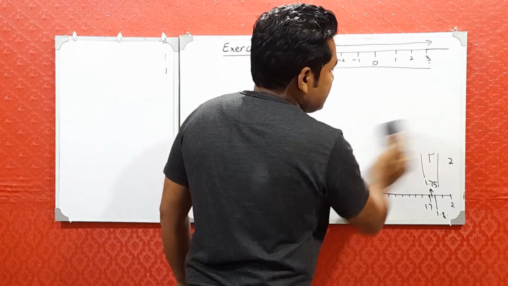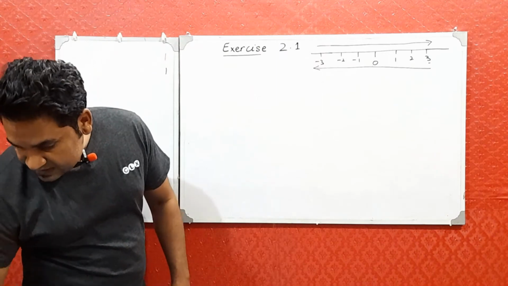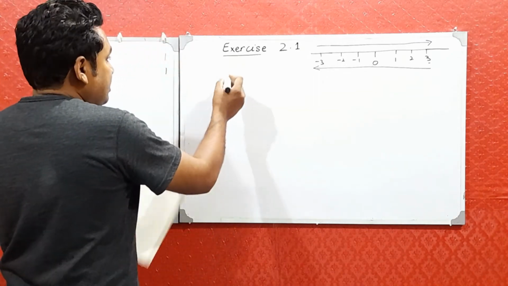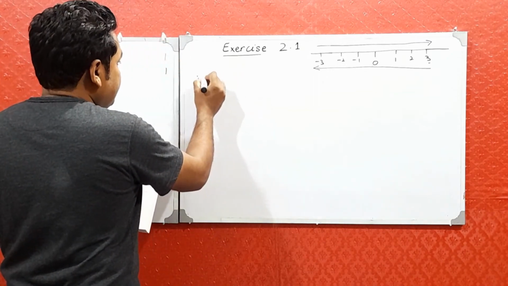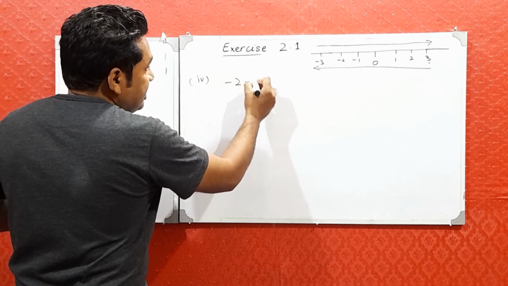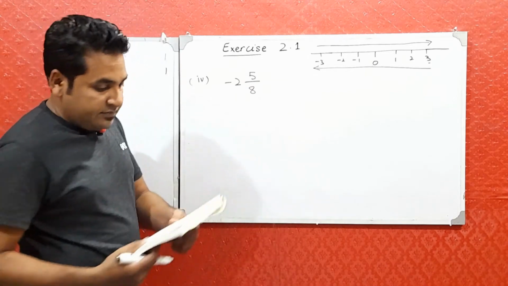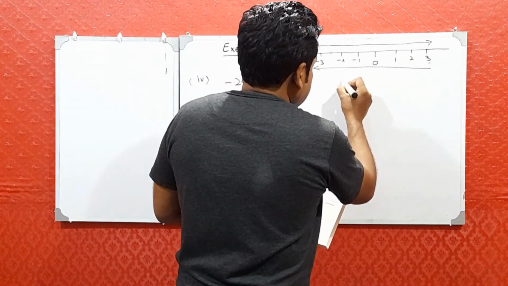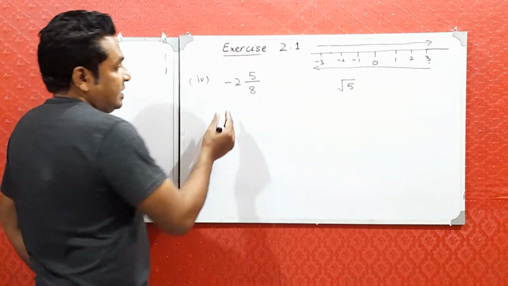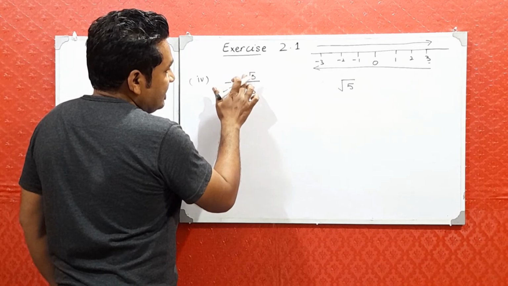Now let's consider one more example. All these types of examples you can solve by yourself. Now we consider one number which is in square root, that is square root 5. Okay, before that let's do part number 4. Part number 4 is minus 2 and 5 over 8, 2 whole number 5 over 8. And after that I will explain this square root 5, that is very important.